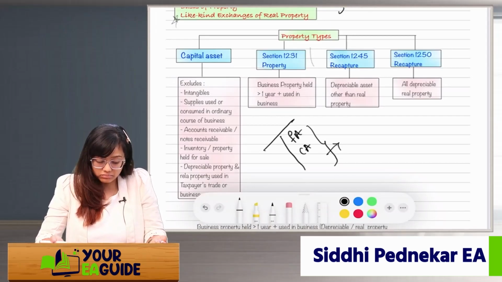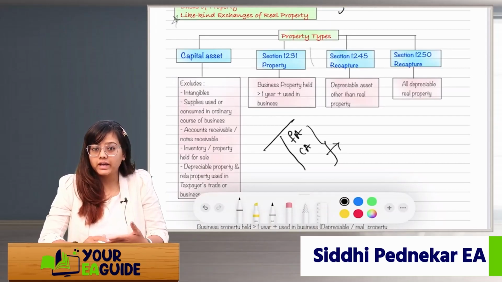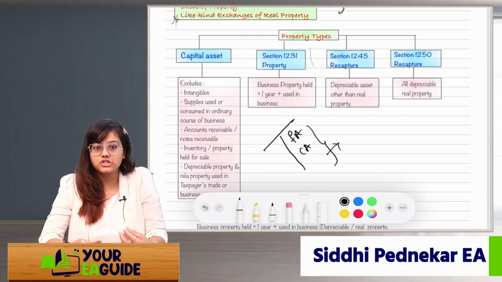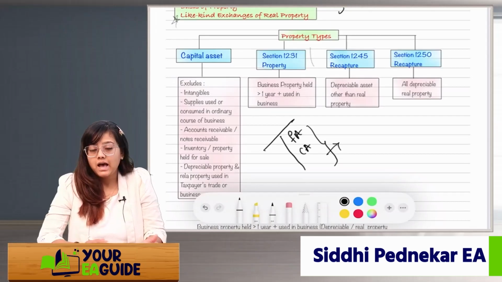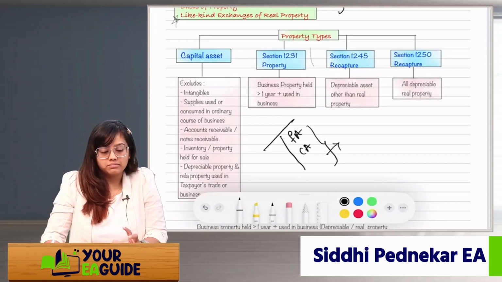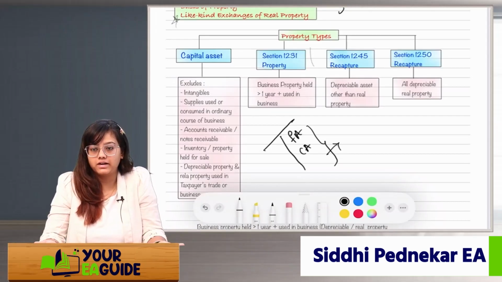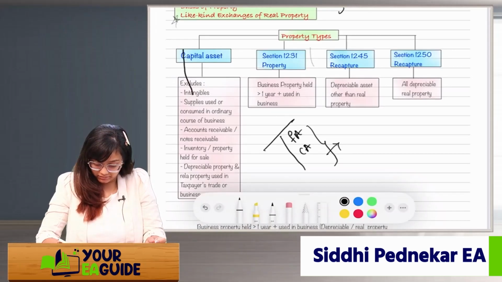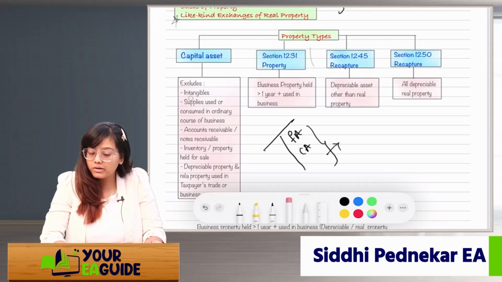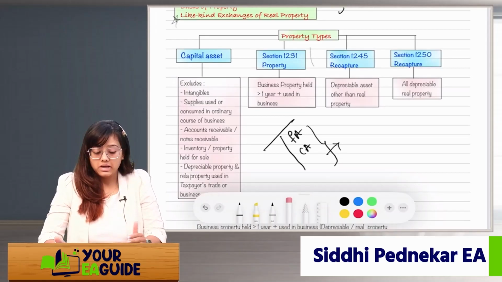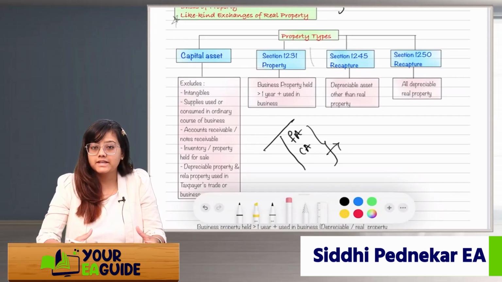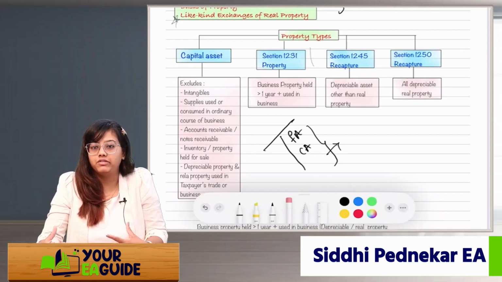Okay, so capital asset will exclude any intangibles, any supplies which are used or consumed in the ordinary course of business. Accounts receivable and notes receivable are current assets. This all will be excluded. If there is any depreciable property, it will not be included in a capital asset because we have a separate provision for depreciable property in section 1231 and 1245 recapture.